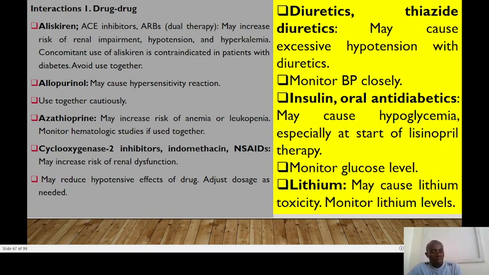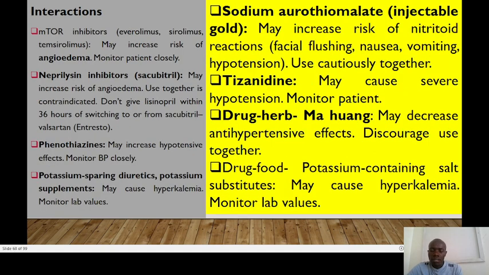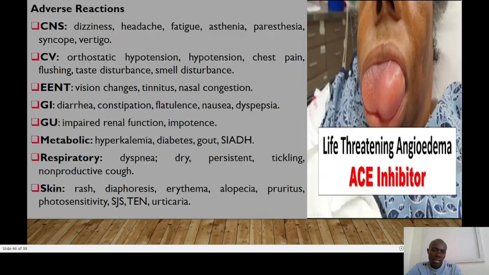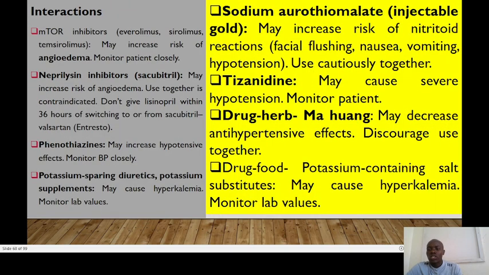What about the lithium? I find the lisinopril may cause lithium toxicity, so you have to keep on monitoring the lithium levels. All right. These inhibitors may increase the risk of angioedema, and angioedema, we have said, is a risk factor, it's a life-threatening situation. The drug has to be stopped.